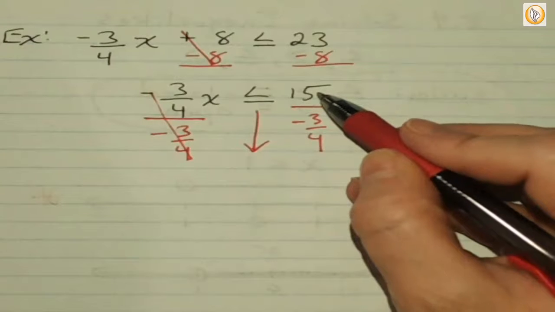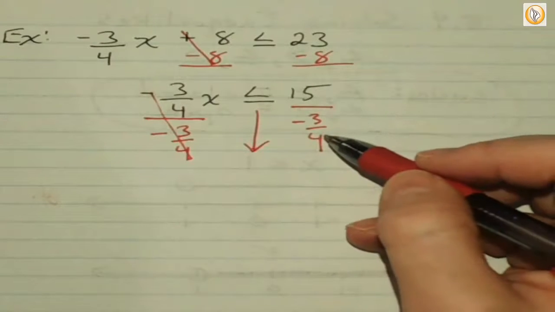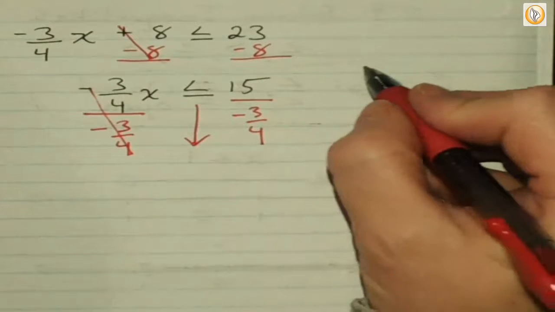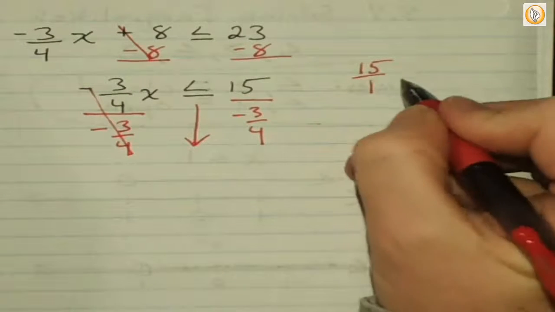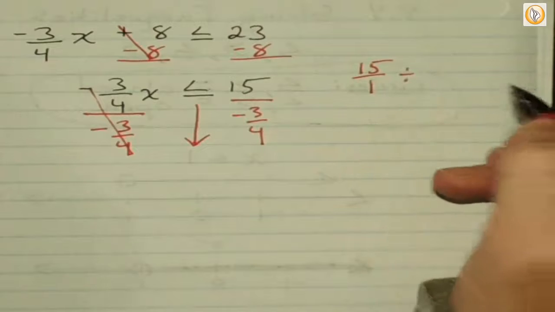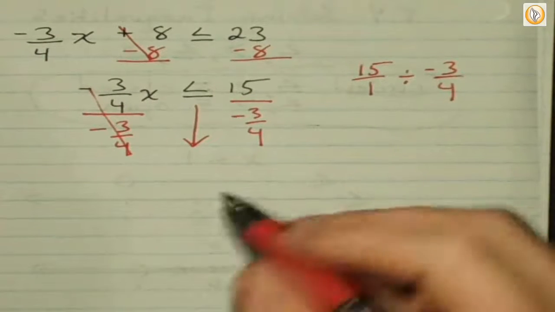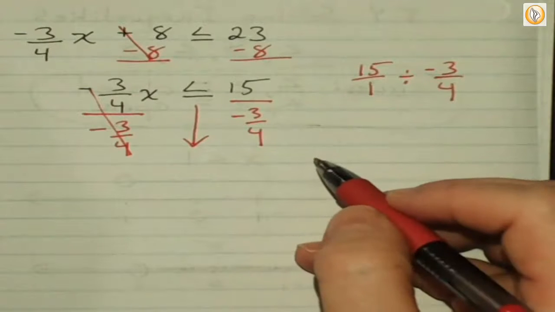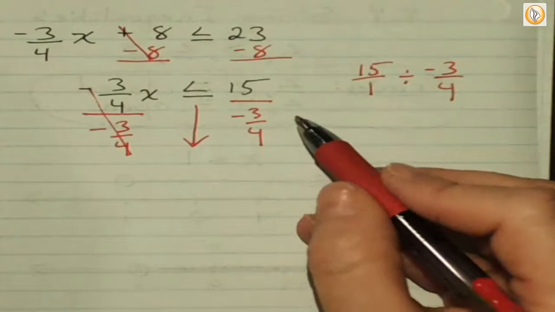I would think you'd put it in a decimal. Nope. 15 is being divided by this fraction. So it's 15 over 1 divided by negative 3/4. After you write that, don't do any more. Don't solve it yet, Joseph. Just sit back and look at what I'm showing you.